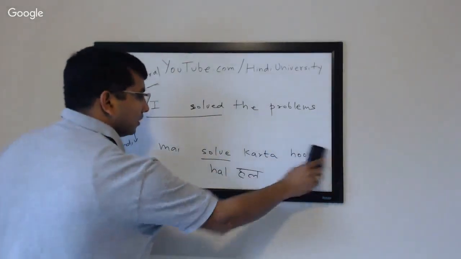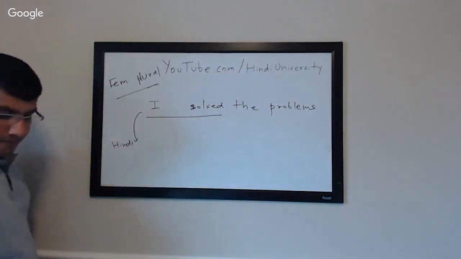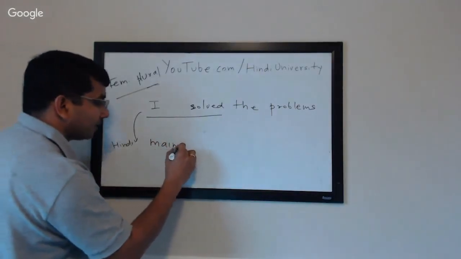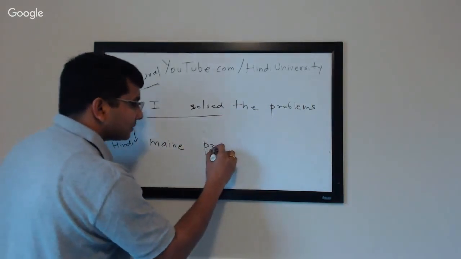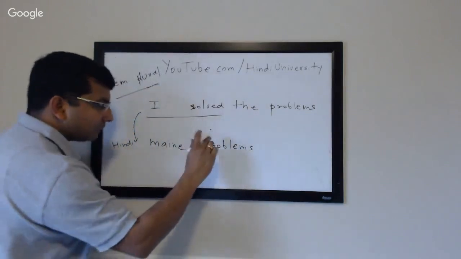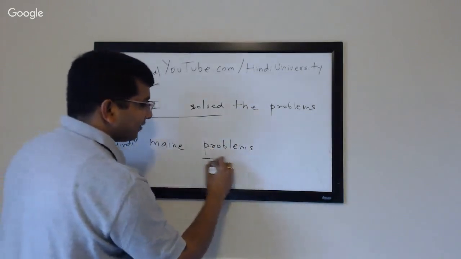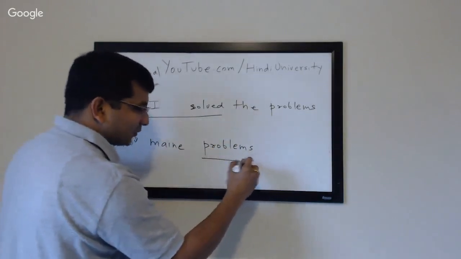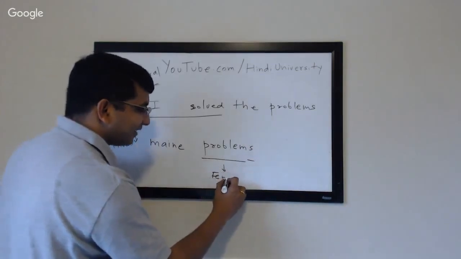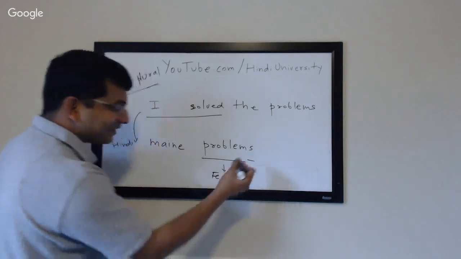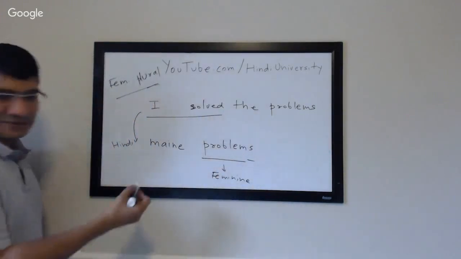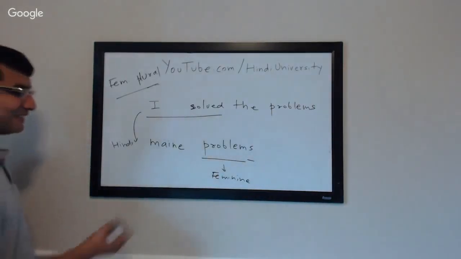So it will become मैंने problems. So problem is a plural. Problems is a plural, and it's considered feminine. You can see, right? I mean, problem and feminine, they're related, right? So who knows who came up with this thing, but it's a coincidence.